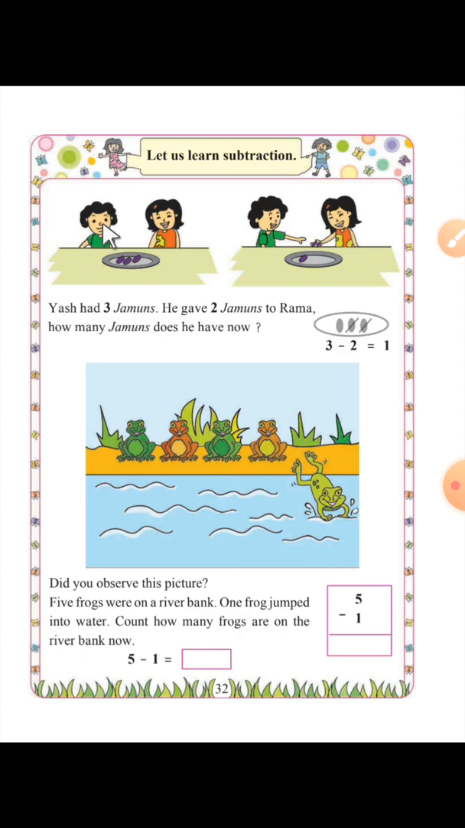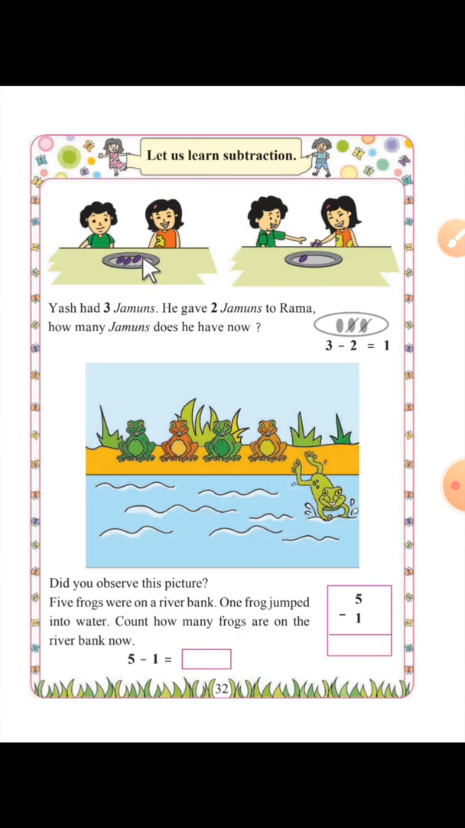This is Yash, this is Rama. Yash had 3 jamuns, 1, 2, 3. Now he gave 2 jamuns to Rama. See, in this picture Yash has given 2 jamuns to Rama. How many jamuns does he have now?